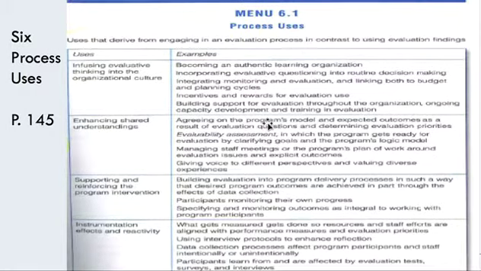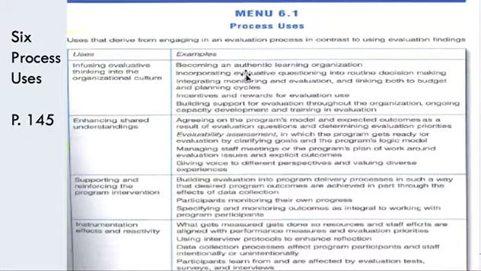Chapter 6 talks about 6 process uses that derive from engaging in an evaluation process. So if we turn to page 145, we look at the chart and we see the 6 different types of process uses. And the first is, and I think all leaders want to do this, they want to infuse continuous ongoing improvement or evaluative thinking into the organizational culture itself. And that's how we become an authentic learning organization when we're always thinking about how we can continuously improve.